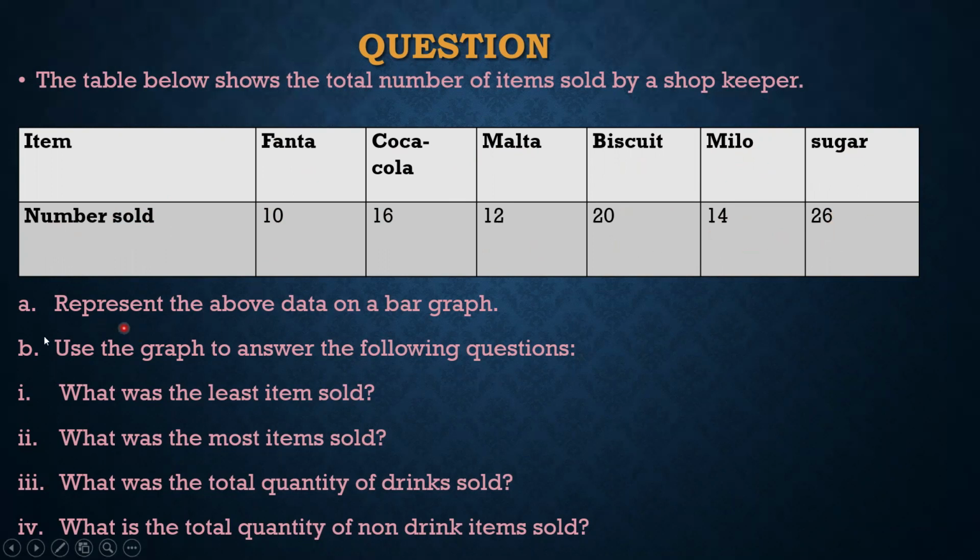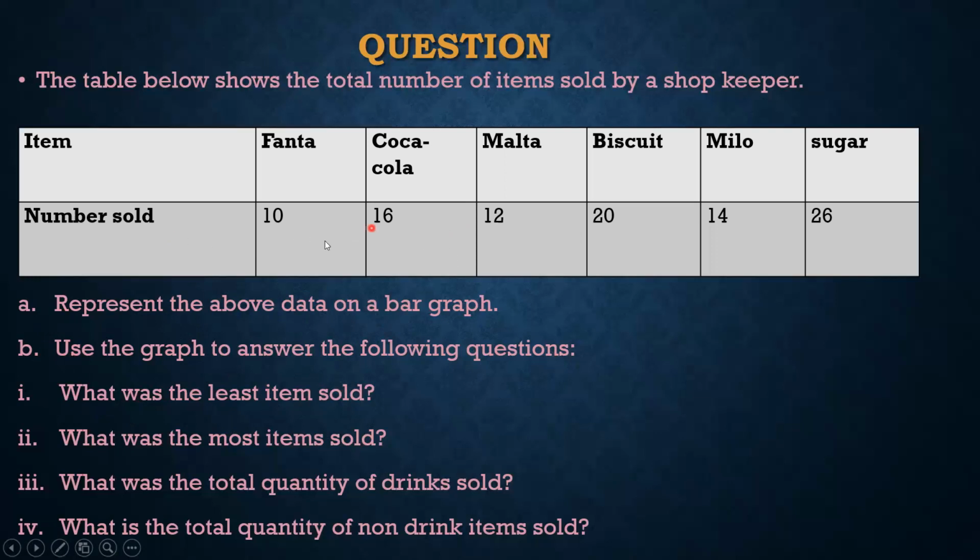Right. So A: represent the above data on a bar graph. So you are going to use the bar graph to represent this data. And then B: use the graph to answer the following questions. B-I: what was the least item sold?